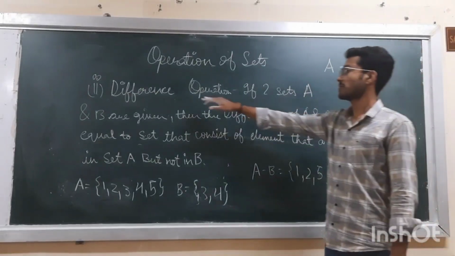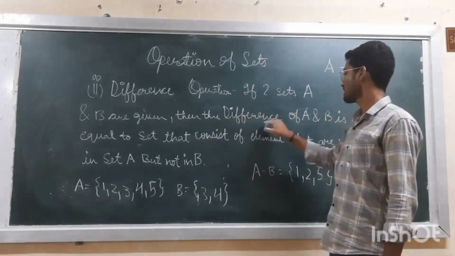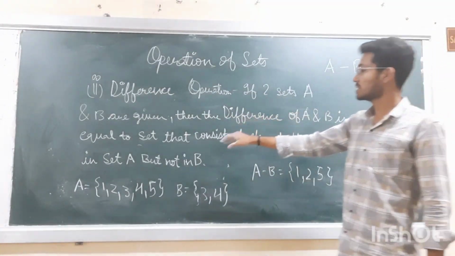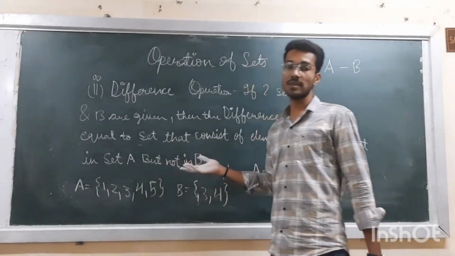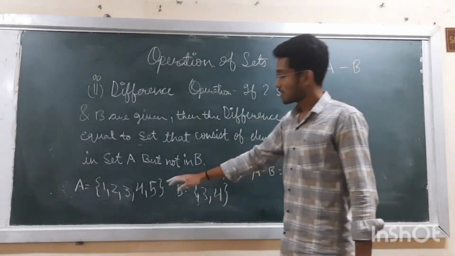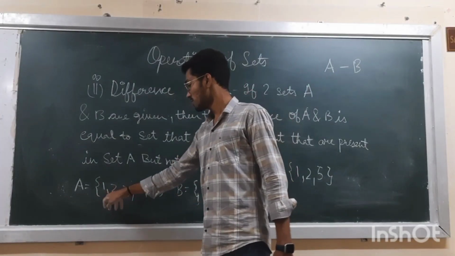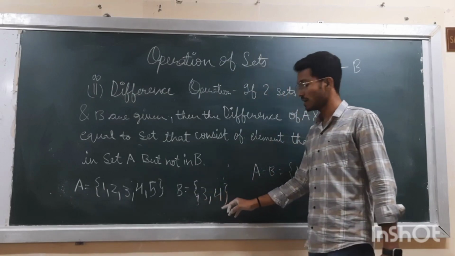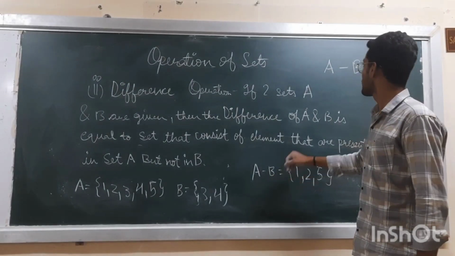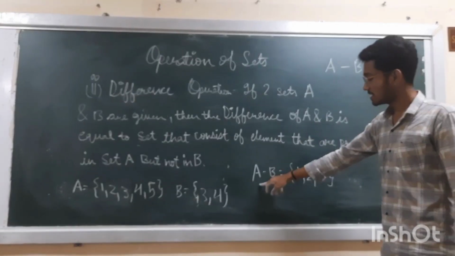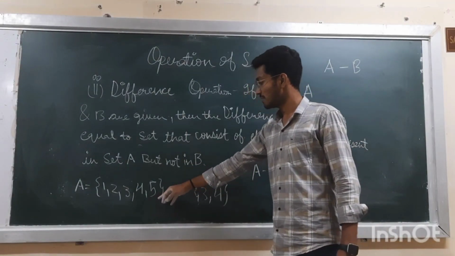So the third operation is the difference operation, which can be defined as: if two sets A and B are given, then the difference of A and B is equal to the set that consists of elements that are present in set A but not in B, which simply means the subtraction operation. For example, we have two sets A and B. A consists of 1, 2, 3, 4, 5, and B equals 3 and 4. This is denoted by A minus B, and the resultant set A minus B equals 1, 2, 5, which means we subtract the elements of B from A.